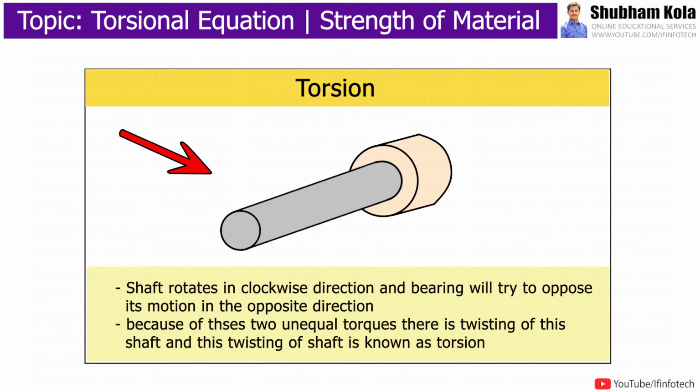So here in this diagram, the shaft is the member which rotates and it is supported inside a bearing. If a shaft rotates in clockwise direction, the bearing will try to oppose its motion in the opposite direction. Because of these two unequal torques, there is twisting of the shaft, and twisting of the shaft is known as torsion. And torsion is also called torque.